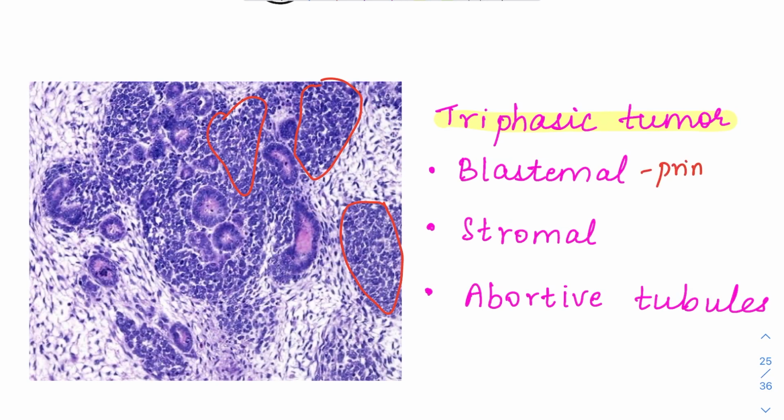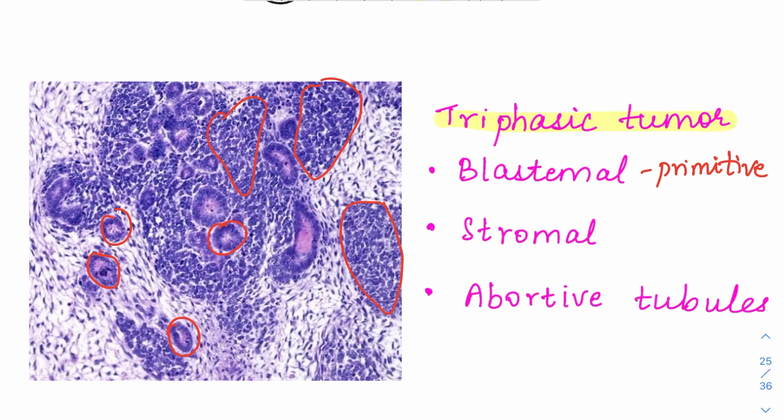And then the next component will be the abortive tubules or glomeruli. So these structures we see here, no? So these are trying to form the tubules or glomeruli. So here it is forming the tubules actually. So they are trying to form the tubules, but they don't have a proper lumen. So these are called abortive tubules, and this represents the epithelial component of the tumor.